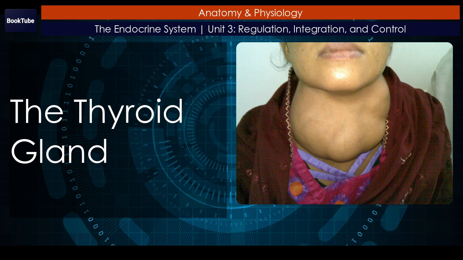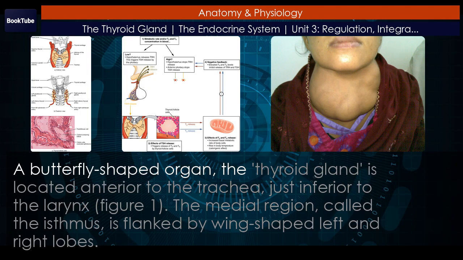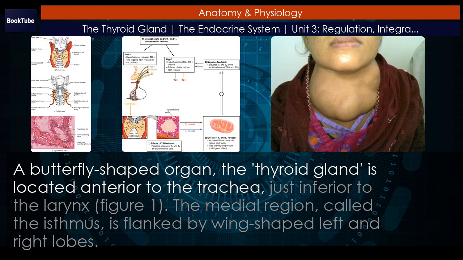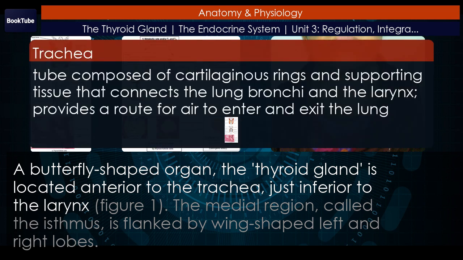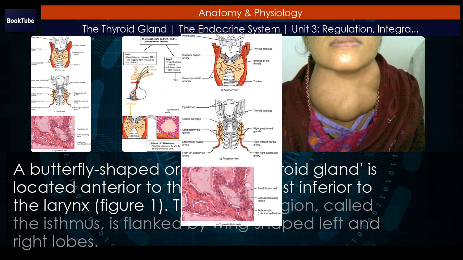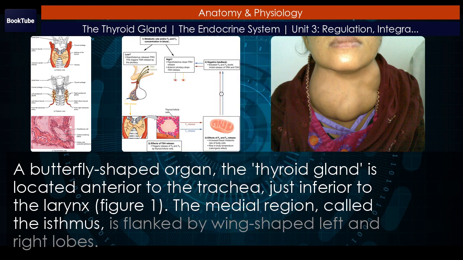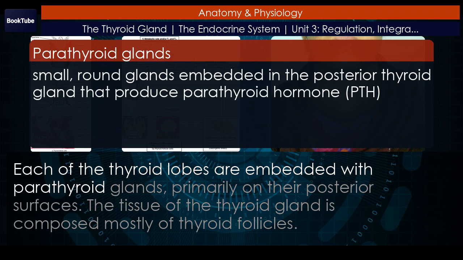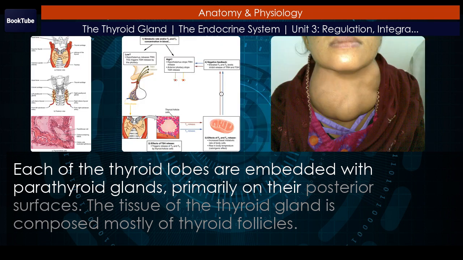The thyroid gland. A butterfly-shaped organ. The thyroid gland is located anterior to the trachea, just inferior to the larynx. Figure 1. The medial region, called the isthmus, is flanked by wing-shaped left and right lobes. Each of the thyroid lobes are embedded with parathyroid glands, primarily on their posterior surfaces.